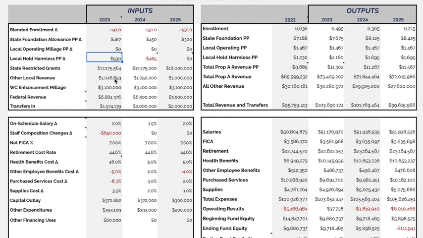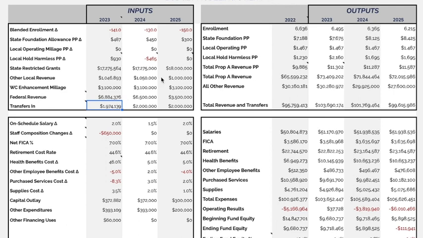We have other local revenues of about $1 million. We can cover that in more detail later. But then here's the Wayne County Enhancement Millage, and it's 3.1 million. So this is a big help to the budget. Federal revenues running high here in 23 as we continue to benefit from the ERA funds, and we'll cover that in the next couple years to see what happens there.